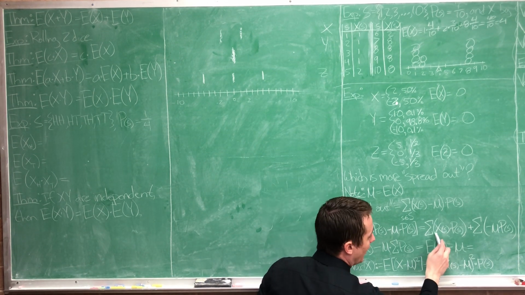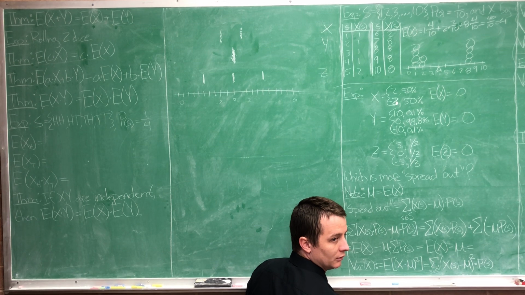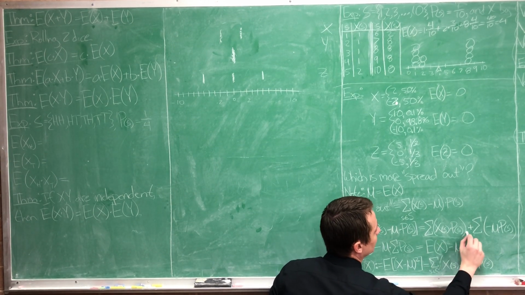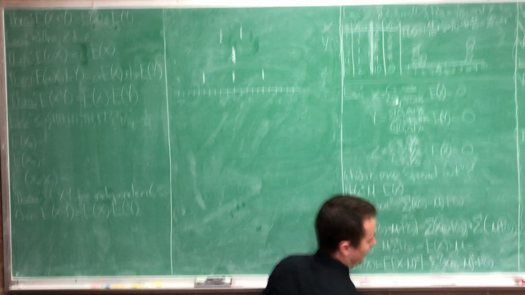Now, what is the sum of x of s times p of s for every little s in big S? What's this a definition of? The expected value of x. That's the expected value of x.